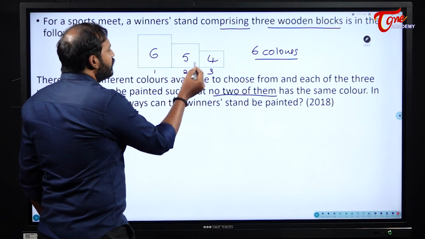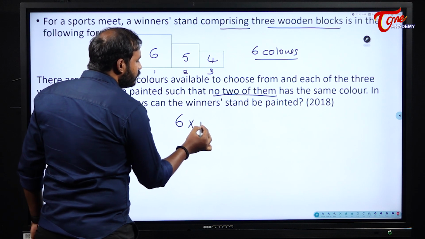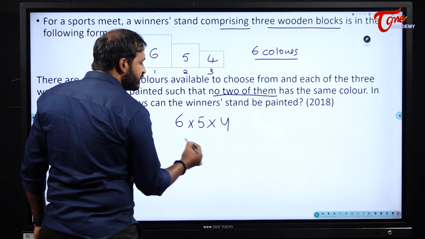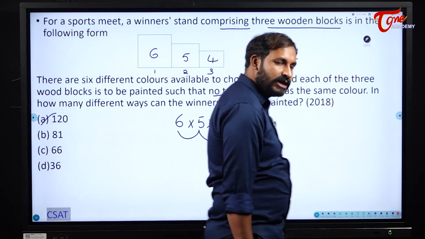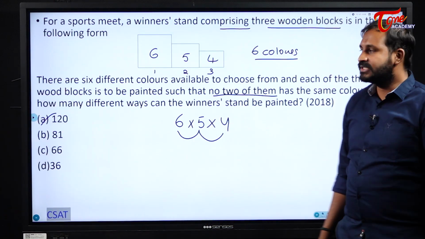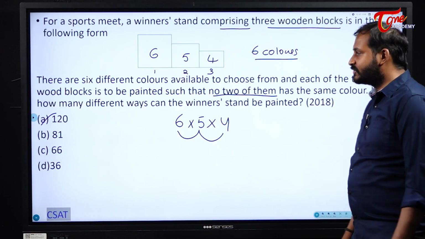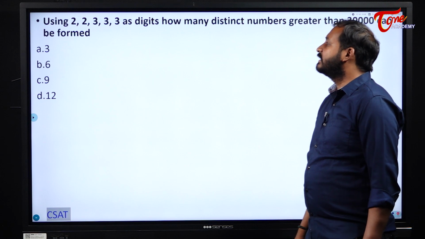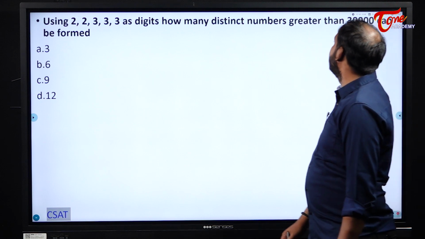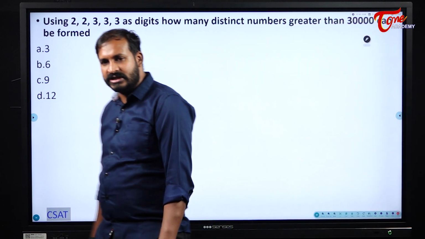So now see here, total what will be our answer? 6 into 5 into 4. 6 5s are 30, 30 4s are 120. So our answer here will become how much? Our answer here becomes 120. Understood, students? Next one. Using 2, 2, 3, 3, 3 as digits, how many distinct numbers greater than 30,000 can be formed?